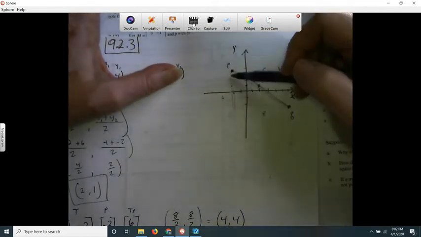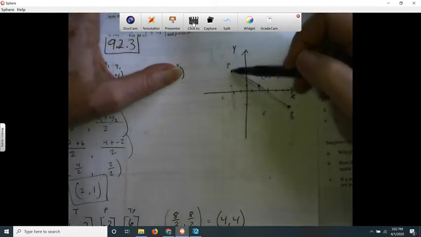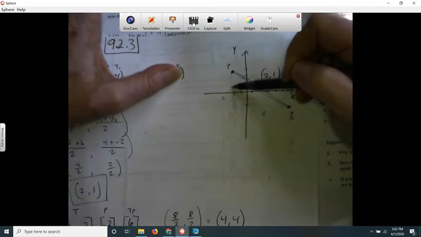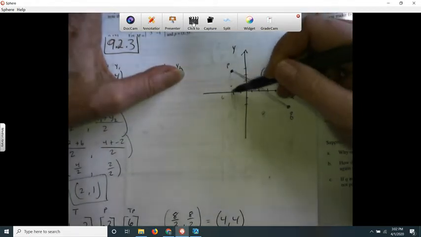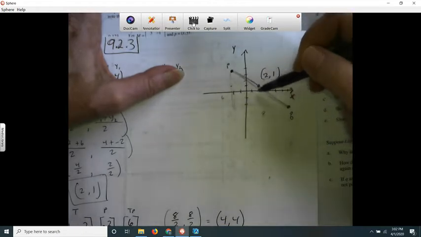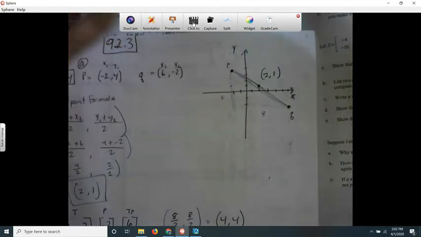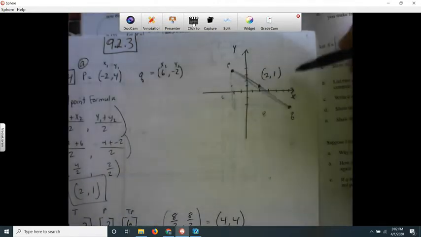So if I went down by 3, and across, from here to here, if I went over 4, that gives me this point right here, which is (2, 1). So graphically, I know that that's the answer.